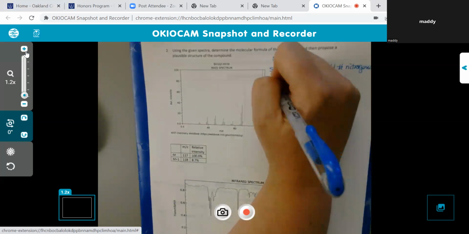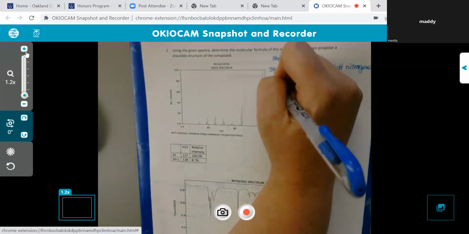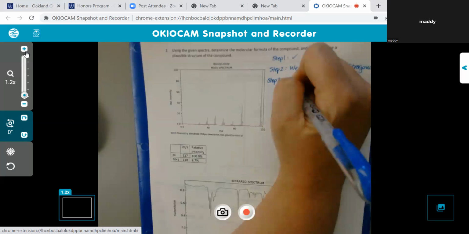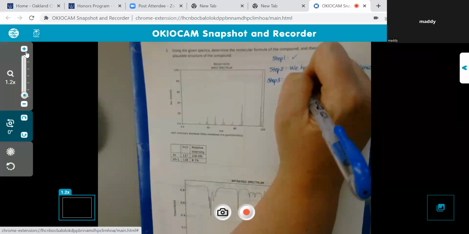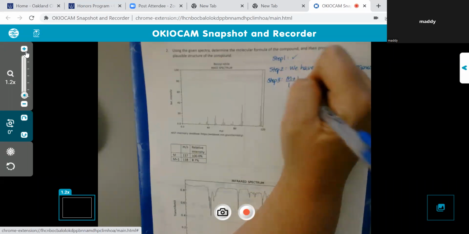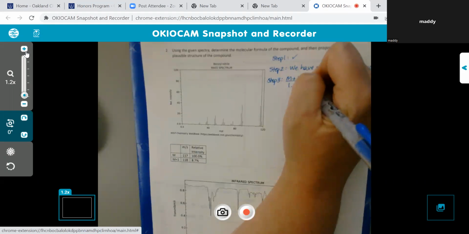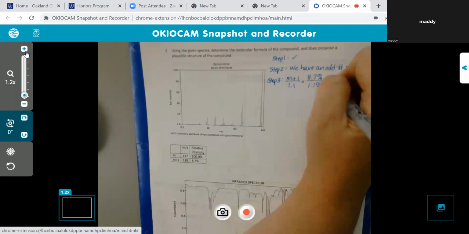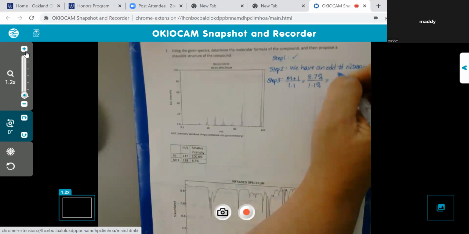And then step 3 is to determine how many carbon atoms we have. So we have our M+1 intensity divided by the natural abundance of carbon-13. So we get 8.7% divided by 1.1%. And that comes out to basically 8. So 8 carbon atoms.